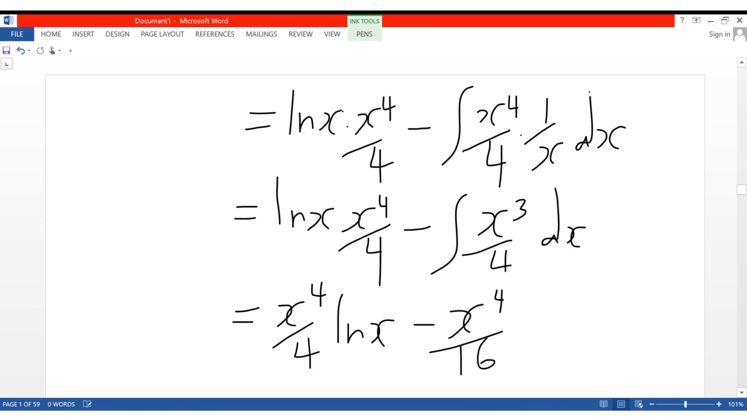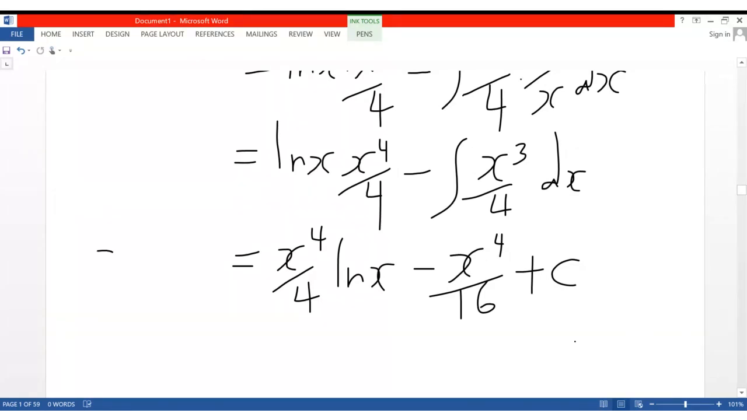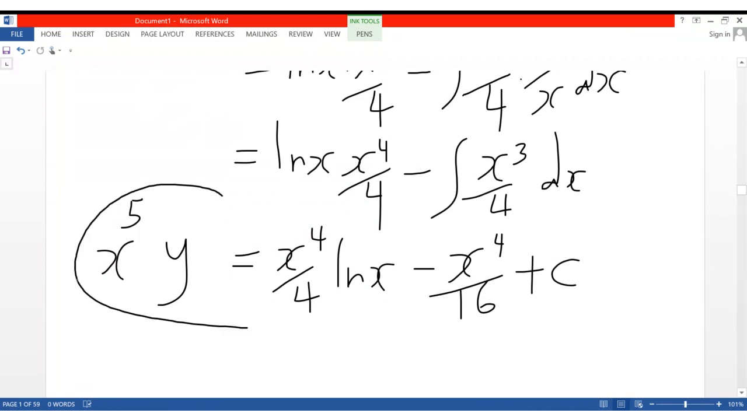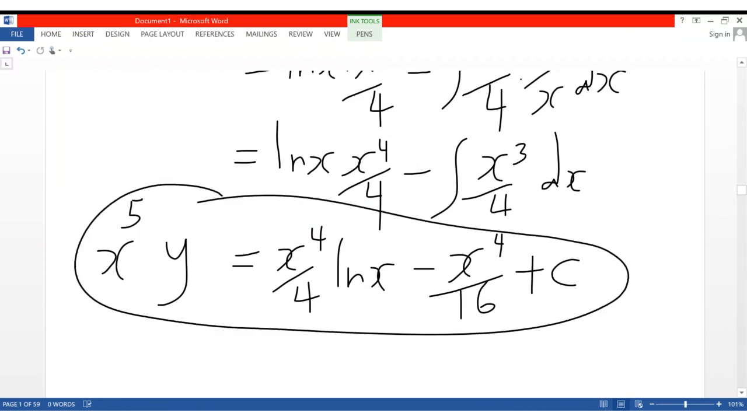This side I had x to power 5. Remember, I had x to power 5 y. That's what I had. If you want to make y the subject of the formula, this answer honestly is still okay with me. The most important thing is how to integrate this side here, the right-hand side. Very important.